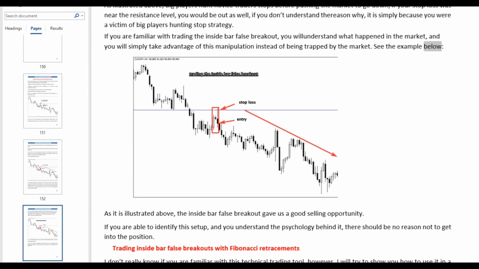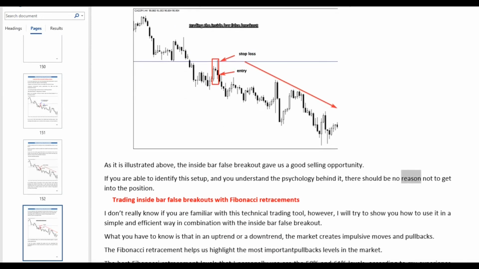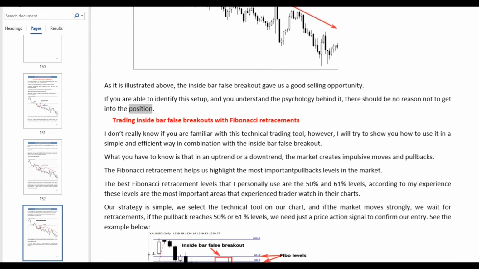See the example below. As it is illustrated above, the inside bar false breakout gave us a good selling opportunity. If you are able to identify the setup, and you understand the psychology behind it, there should be no reason not to get into the position.